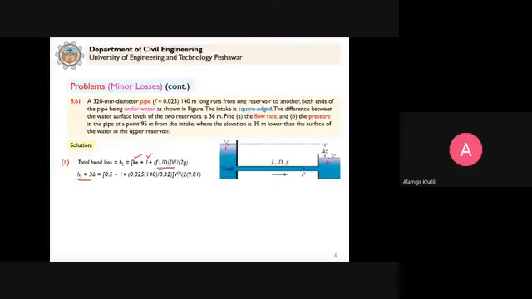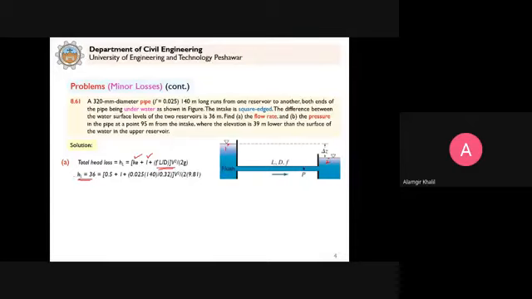Z1 plus V1 square by 2G, the three forms of energy, and it will be here at the second point P2 by gamma plus Z2 plus V2 square by 2G, correct, plus HL, because we have the head losses in the system. So let's say the total head loss is HL.